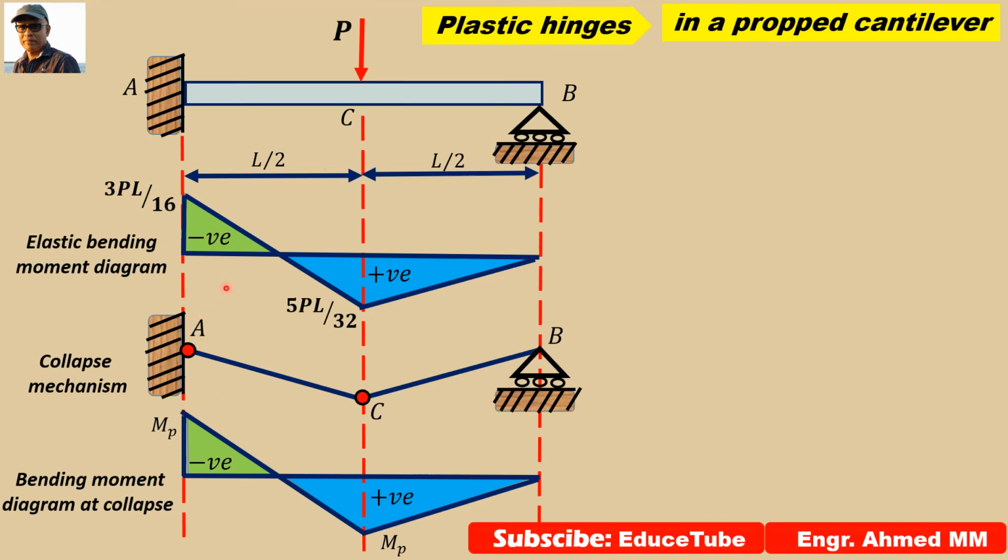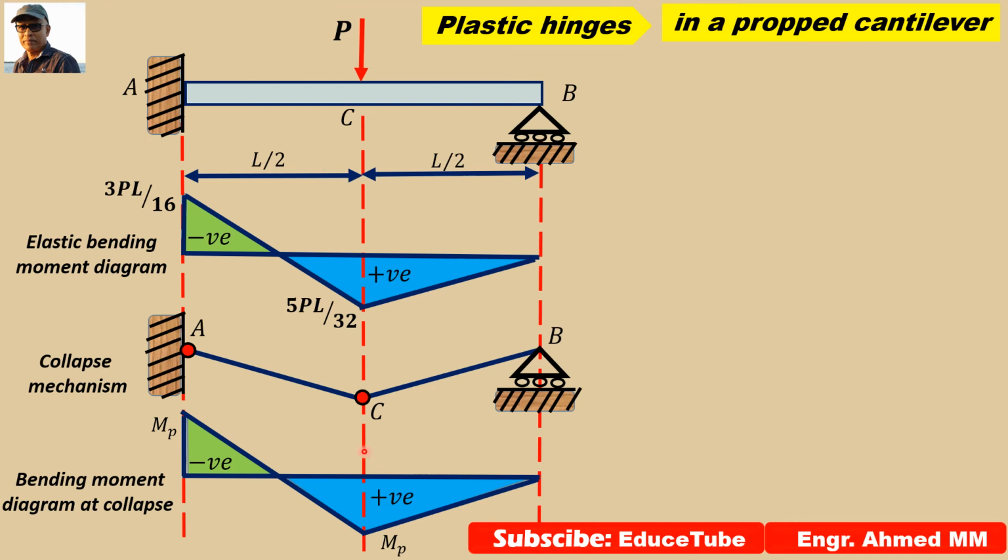So what we can say also, the elastic bending moment diagram has a maximum moment here at A. But after the formation of the plastic hinge at A, the bending moment remains constant while the bending moment at C increases until the second plastic hinge forms. We can conclude that.